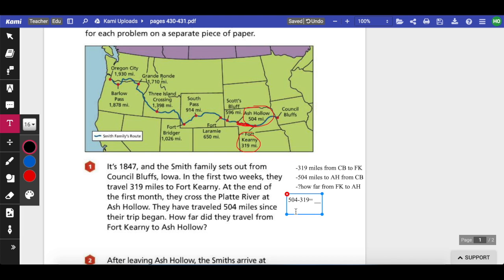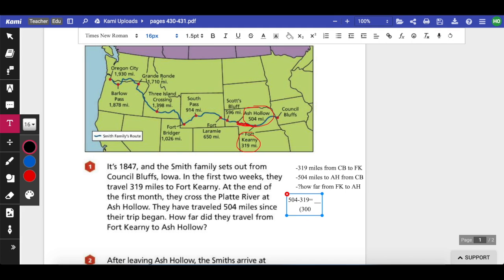I decided to be solving 504 minus 319. And how I'm going to do that is I'm going to solve by subtracting one number in parts. So what I'm first going to do is I know that 319 is also equal to 300 plus 10 plus 9. I'm only going to break down 319 by its place value. I'm going to keep 504 the same.